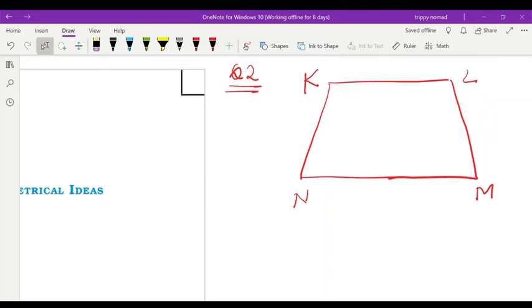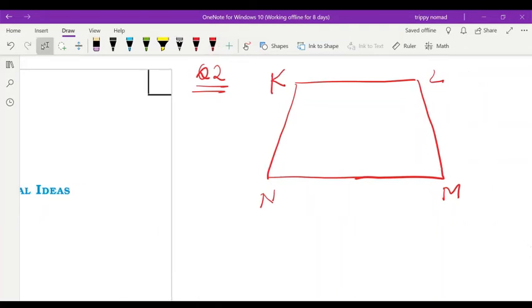And children, whenever you are giving the name, suppose they have given KLMN, either you can start writing the alphabets clockwise, or anti-clockwise. Any direction you can start writing its name. Now, first, two pairs of opposite sides. You just wait, children. I'm just telling you.